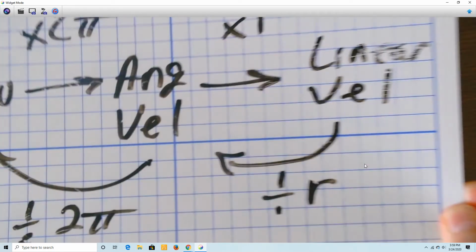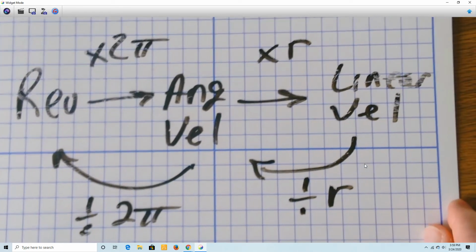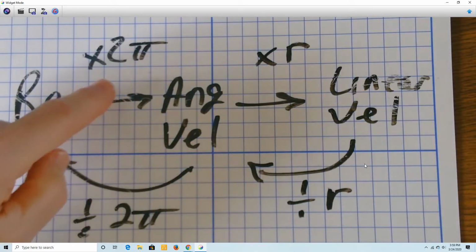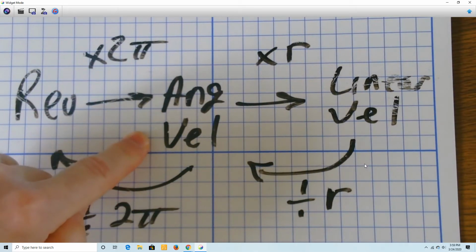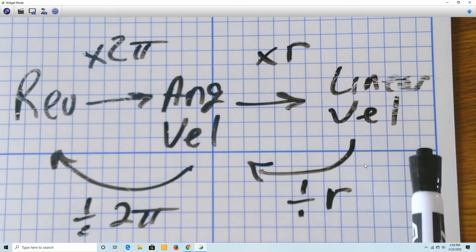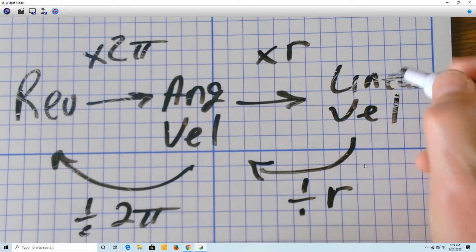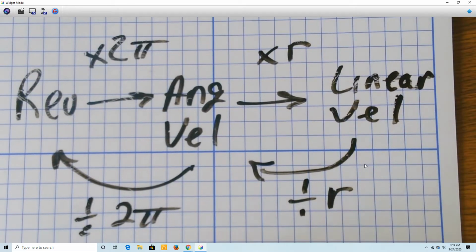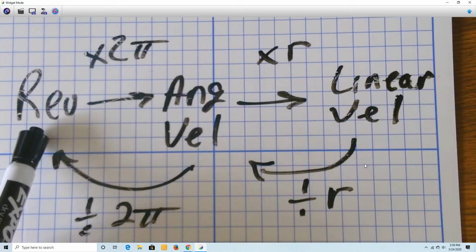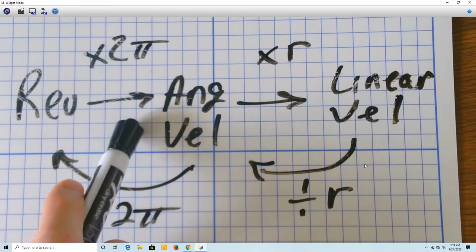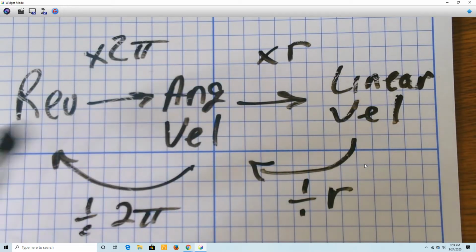And so another way to think of them, you'll want to write all these down, is that if we know the revolutions, so how fast it's turning in revolutions, whatever the object is, and we multiply that by 2 pi, then we get our angular velocity. And then when we multiply that by the radius, then we get the linear velocity. So revolutions, how fast the wheel's turning, times 2 pi gives you your angular velocity, and your angular velocity times the radius gives you your linear velocity.